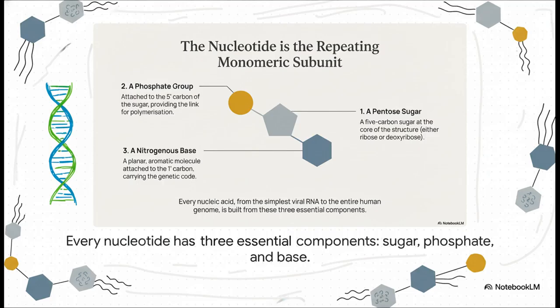At the very heart of it, you've got a 5-carbon sugar. Then there's a phosphate group, which kind of acts like the connector piece. And finally, you have a nitrogenous base. This is the part that actually carries the genetic information.